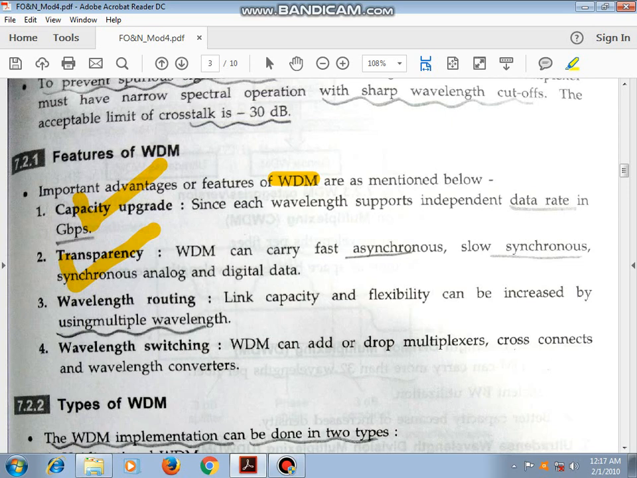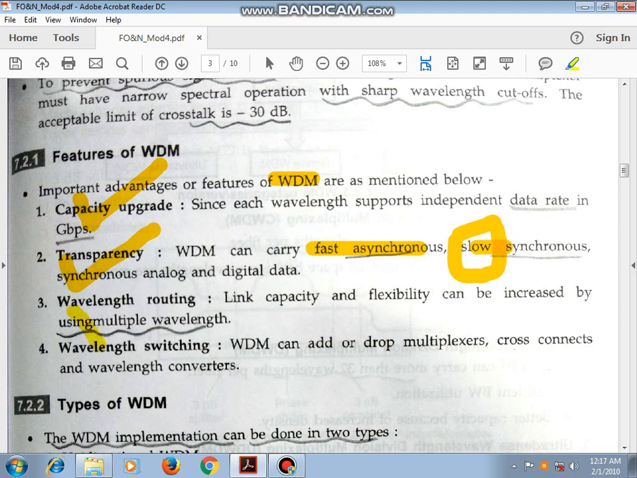Here WDM wavelength division multiplexers support fast asynchronous and slow synchronous data transmission.